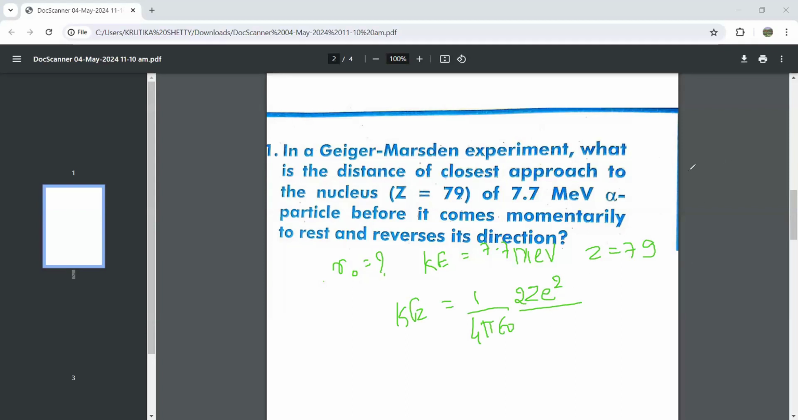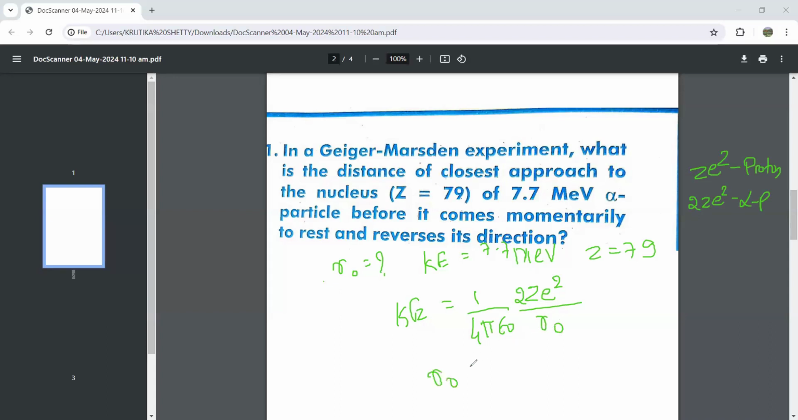Yesterday we have seen it was for the proton and the nucleus. So for the proton and the nucleus, the value of Q1 Q2 will be ZE square. If you want, write it somewhere and keep it. So this is for the proton. Today we are writing it for the alpha particle and the nucleus, so Q1 Q2 is 2 times ZE square. This is for the alpha particle. Now this is divided by R naught, and you can substitute the values.